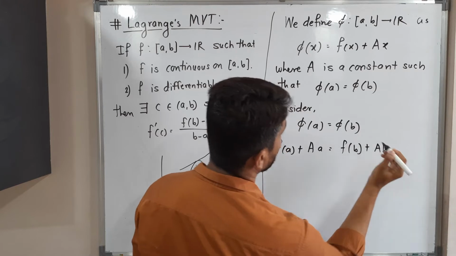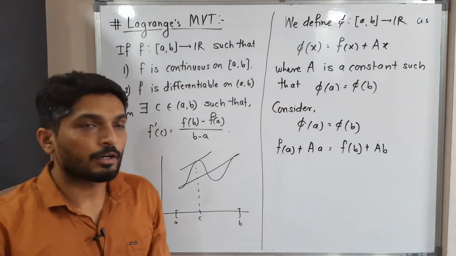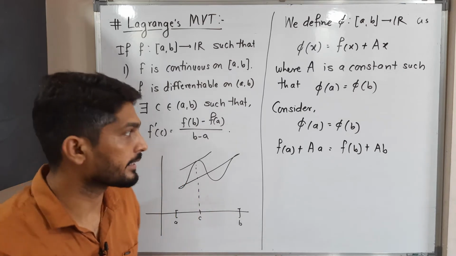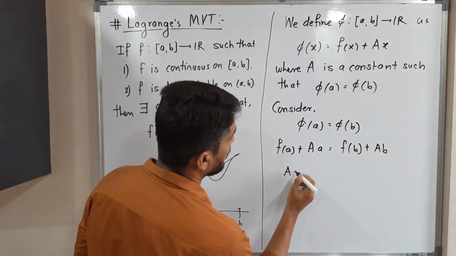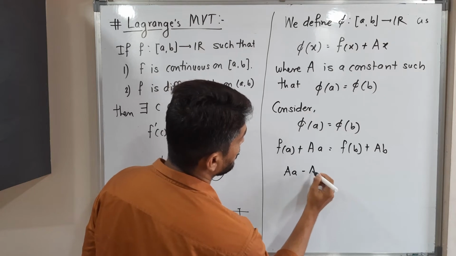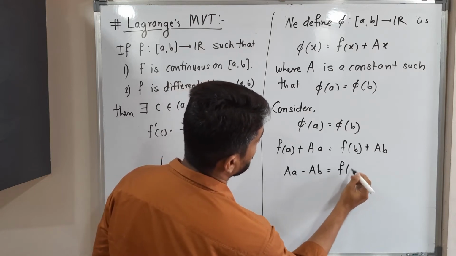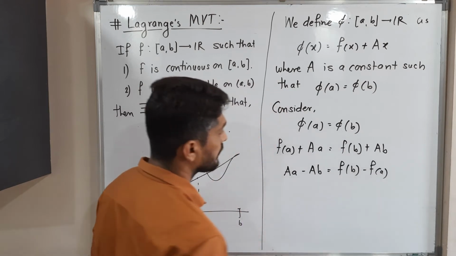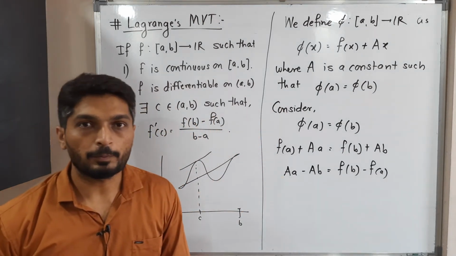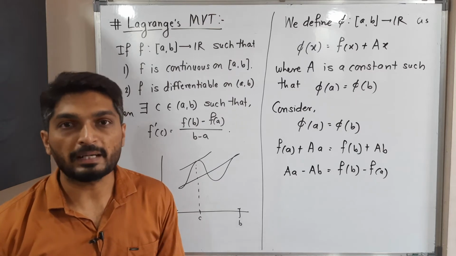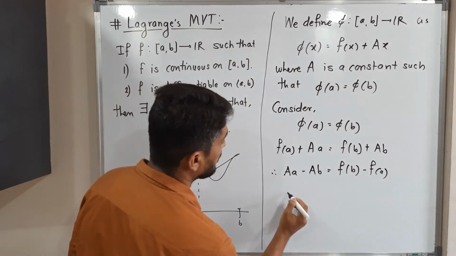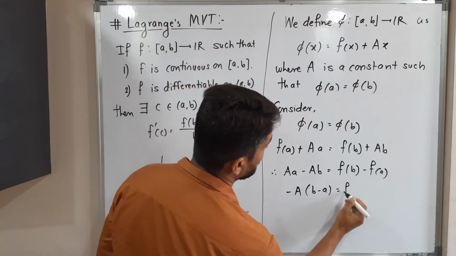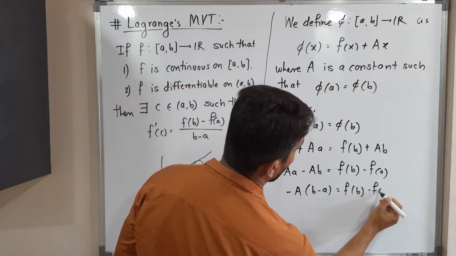plus ab. So let us take all terms of the constant a on one side and remaining terms on the other side. I am shifting ab to this side, and f of b, and I am shifting f of a to that side. What can we take common? We can take a common, but I will take minus a common here. So minus a, if I take minus common, you will have (b minus a) is equal to f of b minus f of a.